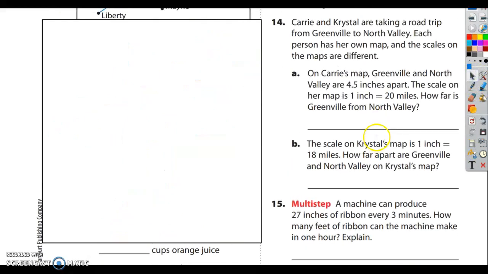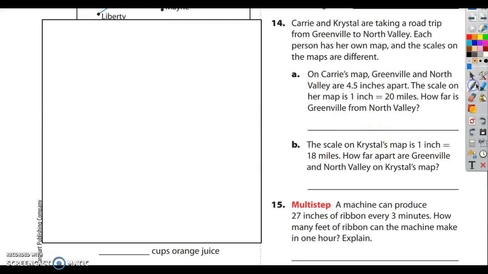Number 14 reads, Carrie and Crystal are taking a road trip from Greenville to North Valley. Each person has her own map, and the scales on the map are different. On Carrie's map, Greenville and North Valley are 4.5 inches apart. The scale on her map is 1 inch equals 20 miles. How far is Greenville from North Valley? So what I'm going to do is highlight the important stuff. The scale on her map is 1 inch equals 20 miles.